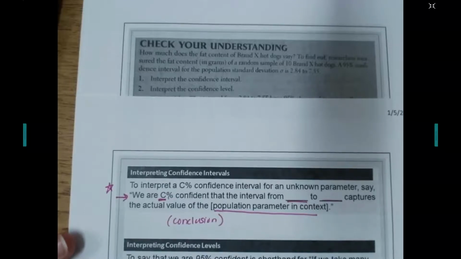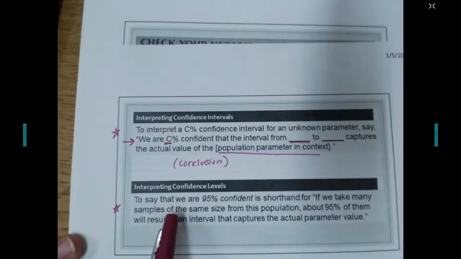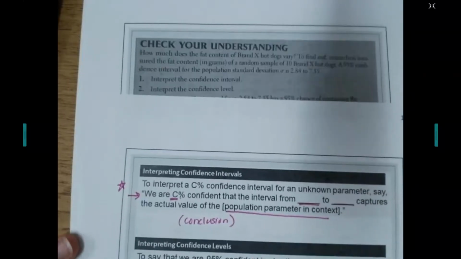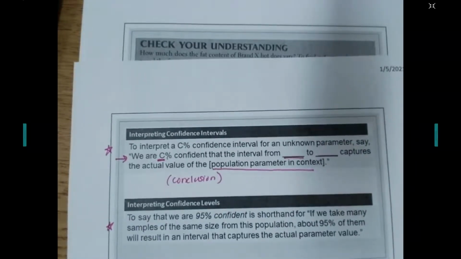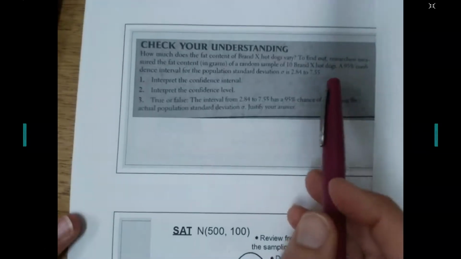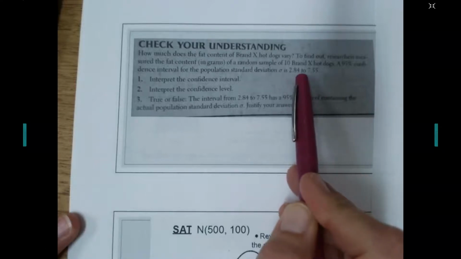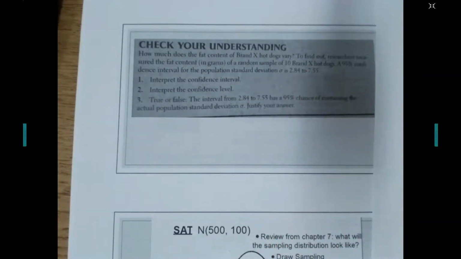Interpret the confidence level. All right, well, we're going to talk about right here, right? If we take many, many, many samples of the same size, so if we take many, many samples of size 10 of these brand X hot dogs, and we create intervals over and over and over again, about 95% of those intervals will capture the actual parameter value. Again, that 95% is not tied to this specific interval. Instead, it's tied to the process used to create this interval. So to interpret the confidence level, if I were to take many, many, many samples over and over again, about 95% of them would capture the true standard deviation that I'm trying to find.